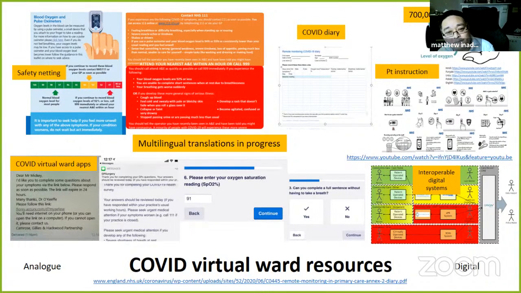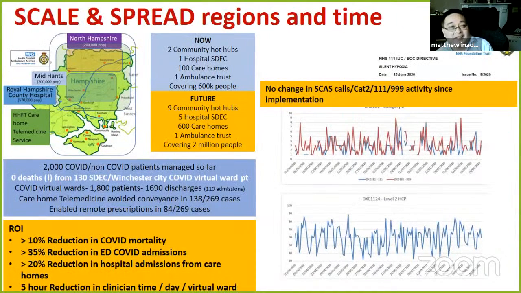Next slide, please. So in terms of what that looks like, next slide. Thank you. In a scale and spread model, we can look at what we've done in my region, which has been looking after, I guess, the healthcare needs from a COVID perspective of the 500,000 population, and then what that might look like regionalised across the 2 million population, covering, instead of 100 care homes, going up to 600 care homes, instead of 1 or 2 community hot hubs, 9.